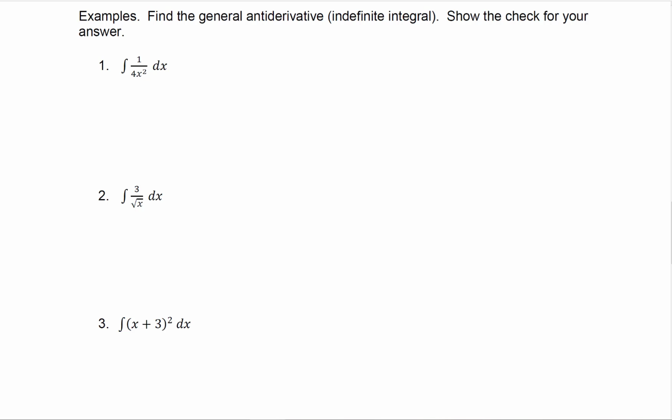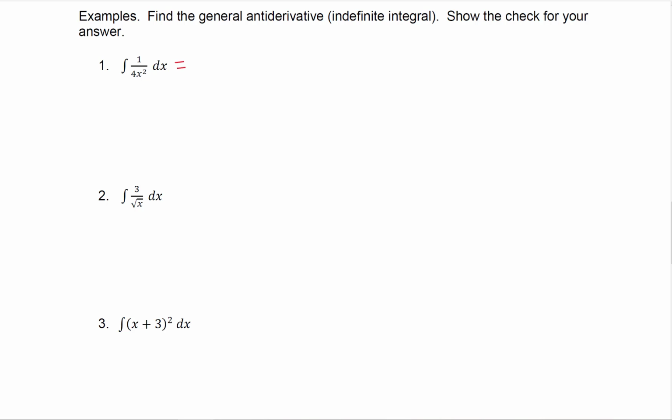Okay, so let's practice some examples finding the general antiderivative or the indefinite integral. And be sure that you're checking your answers by taking the derivative. So for the first one, the integral of 1 over 4x squared dx. First thing we need to do is rewrite this into a form that we can use our power rule to find this integral.